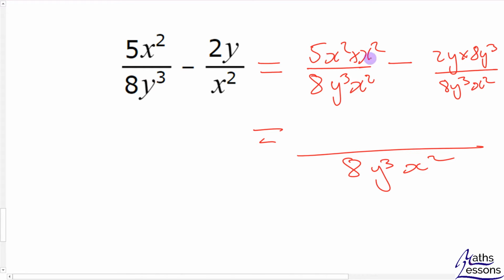And I'm just going to multiply the x squared by x squared to get 5x to the 4 minus, and y times y cubed is y to the 4. 2 times 8 is 16. And again, no common factors. Well, you could factorise this, but you're going to end up with surds in it. It's a difference of 2 squares. You could have root 5x squared minus 4y squared times. It doesn't make it any simpler, so there's no point in trying to do that.